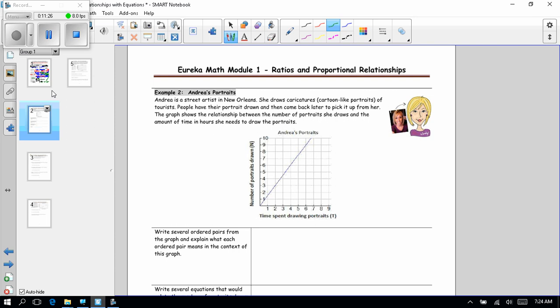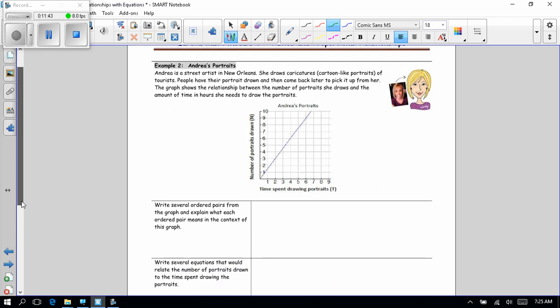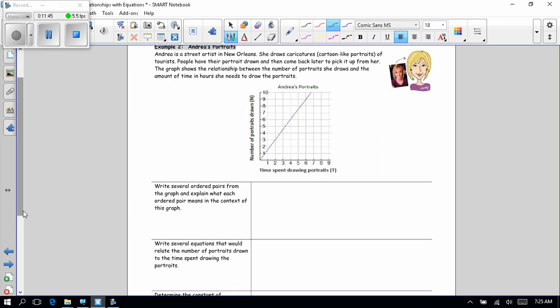All right, take a look at that picture, or the diagram, I mean, the graph. You'll notice that time is going across the bottom there, right? And you will see that it looks pretty straight, and it also appears to go through 0, 0. So that should tell me something, right? What do I know about straight lines that go through 0, 0? It says write several ordered pairs from the graph and explain what each ordered pair means in context of this graph. So what we're going to do is look at that graph.